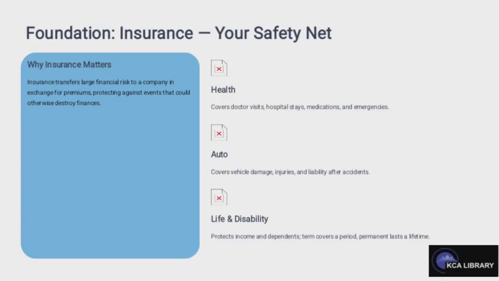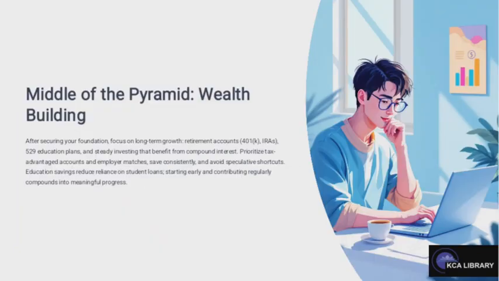Health insurance will cover doctor visits, hospital stays, medications, and emergencies. Auto insurance covers vehicle damage, injuries, and liability after an accident, while life and disability insurance protects income and dependents. Term covers a period, and permanent lasts a lifetime. So these insurances are very important before you begin to talk about building wealth.